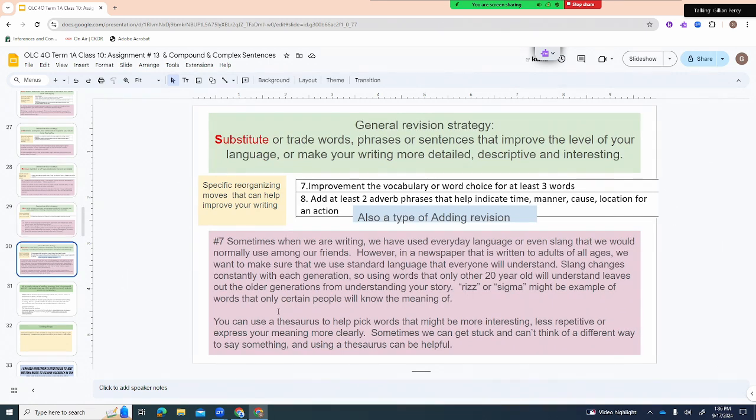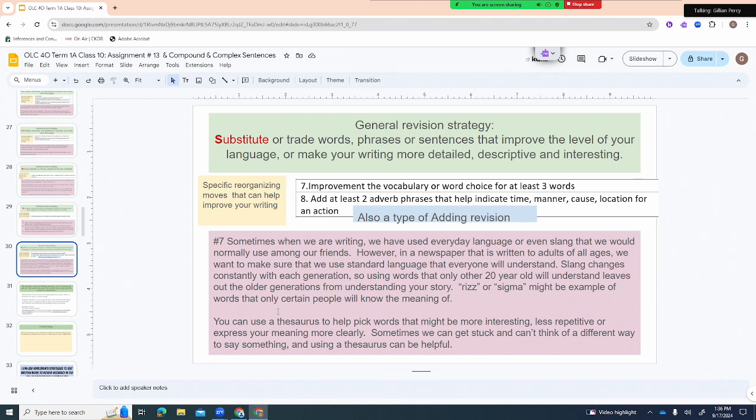Okay. Then substitute. This is a general revision strategy where you basically look at your word choices, your phrases, and think about ways to make them more detailed or more vivid or more interesting. Sometimes if we're writing fast again, we might say the same word over and over again, and then when you go back to read it, it stands out as sounding a little bit boring, right? So then you go back in and change it.